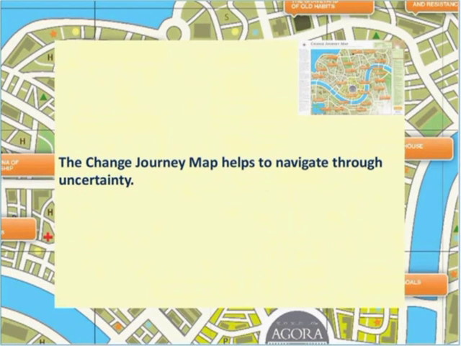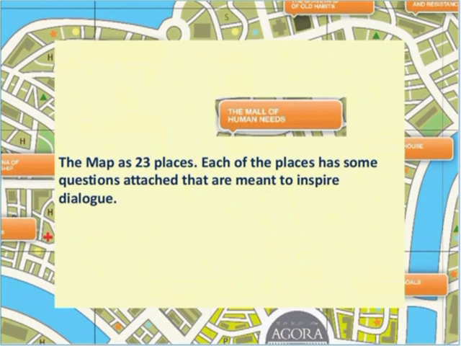Now, how does it work? And going back to that slide, here is a little slide of the Change Journey Map, which shows the whole map, and of course in the moment you only see aspects of it. So the map in the moment has 23 places plus a couple of empty spaces, like for example the Mall of Human Needs. Each of the places has some questions attached.